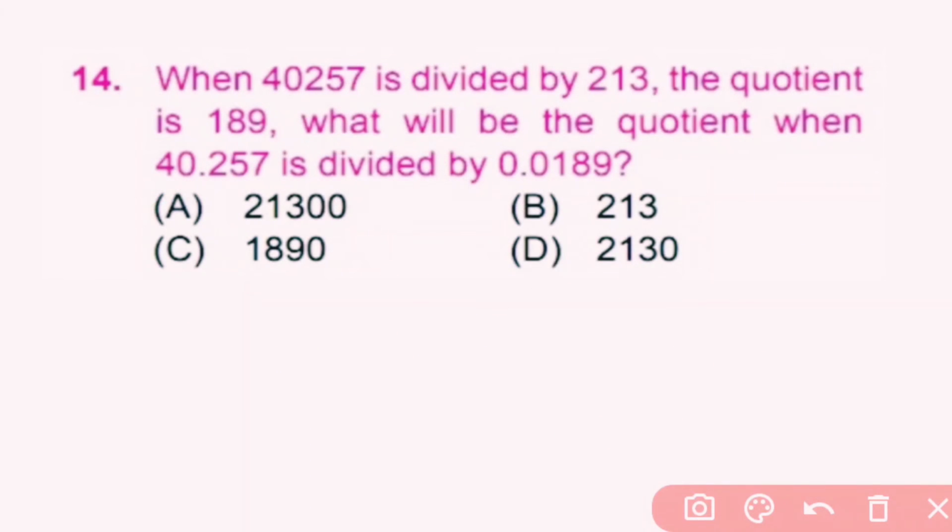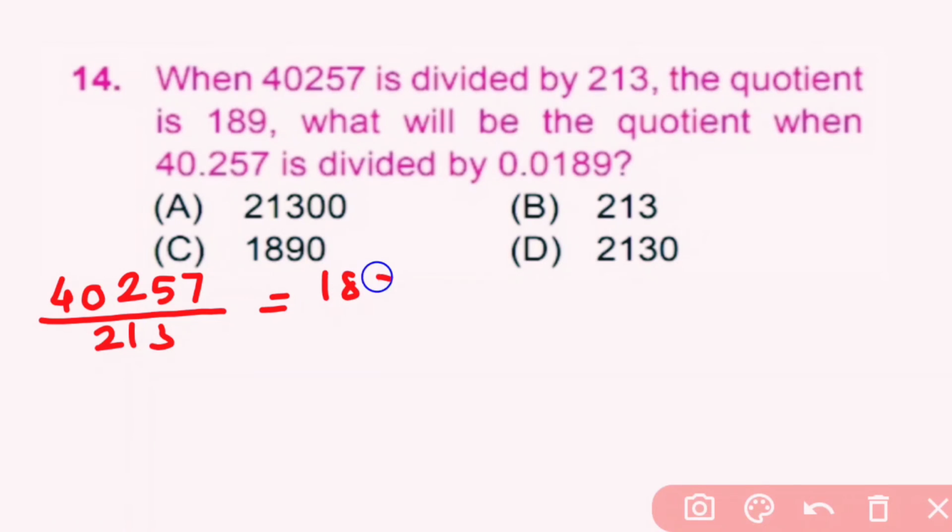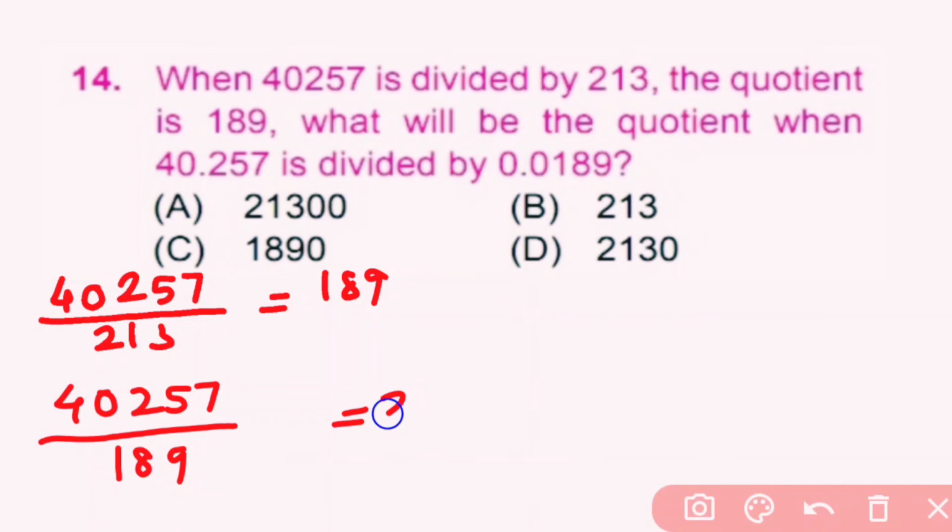Question number 14. When 40,257 is divided by 213, the quotient is 189. What will be the quotient when 40.257 is divided by 0.0189? Here according to the question, 40,257 divided by 213 gives 189. So suppose 40,257 is divided by 189, then the answer will be 213.